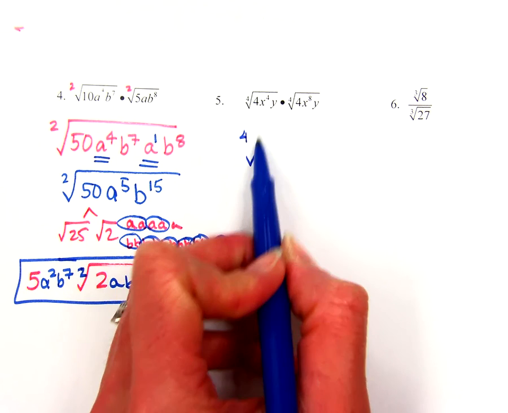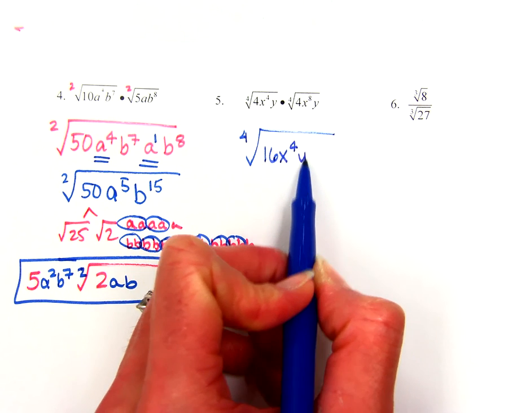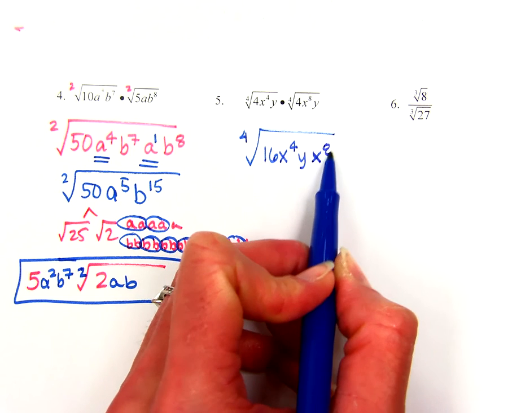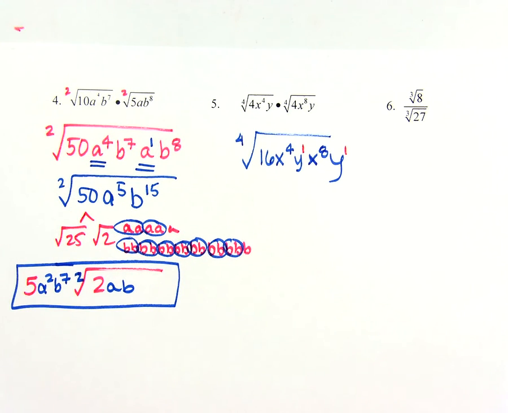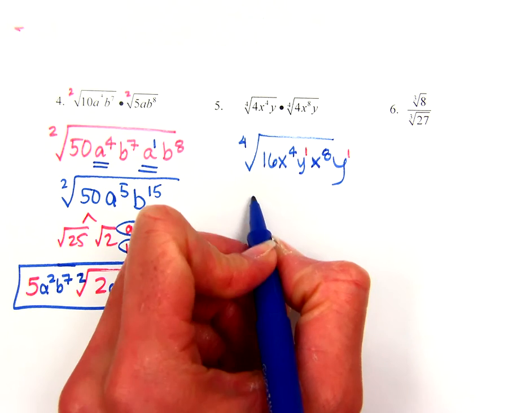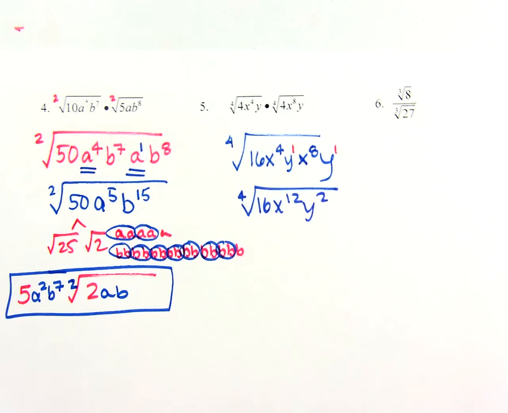So we have a 4th root. 4 times 4 is 16. X to the 4th y, x to the 8th y. Our y's have exponents of 1s. And remember, you add your exponents when you're multiplying. So it's the 4th root of 16, x to the 12th, y to the 2nd.